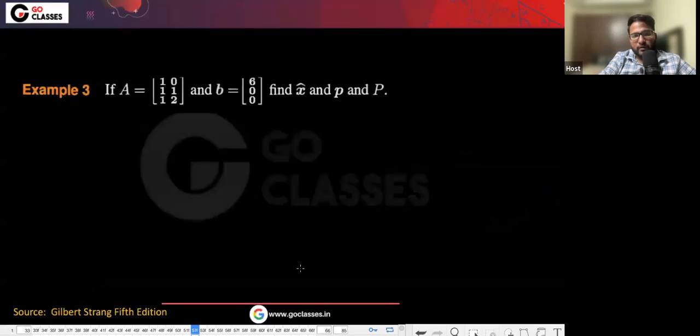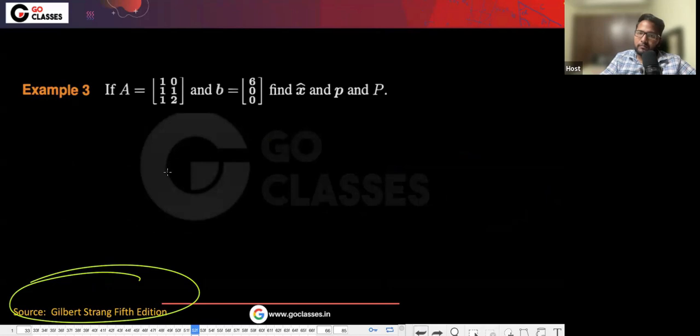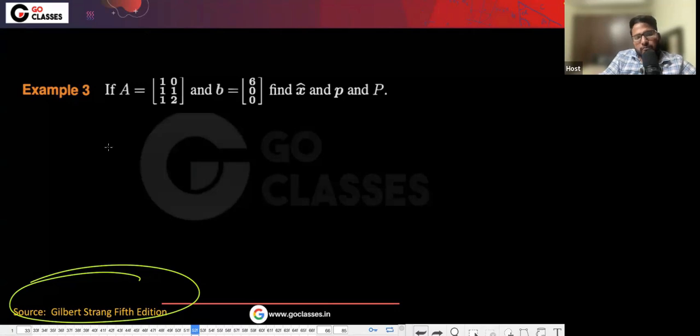It doesn't really matter which basis you are using. Okay. Now let's just solve this question. If A is this and B is this, find x cap, p and capital P. This is again from Gilbert Strang. So I think you can do it, right? If A is this matrix and B is this matrix, what is capital P? So should we start from x cap? Okay. So let me know how to calculate this x cap.